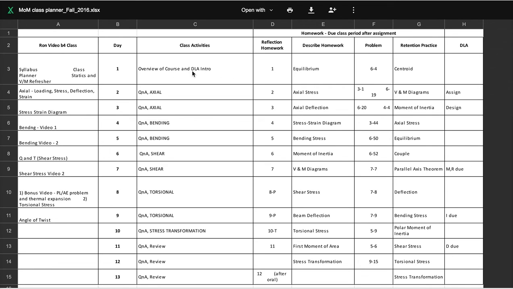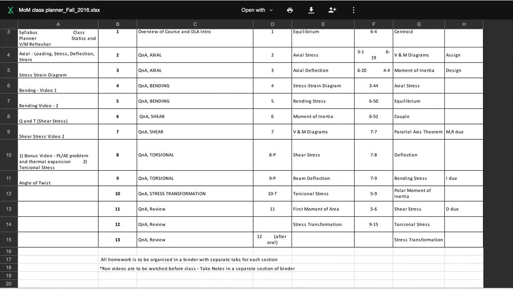Here's what we'll do in the first day of class. And then all the homework is due after the class. So the describe, the problem, the retention practice, those are due on day 2 if they were assigned on day 1. Whereas the videos are to be watched before each class. All right. And here it says down here, all homework is to be organized in a binder, take notes, and so on.